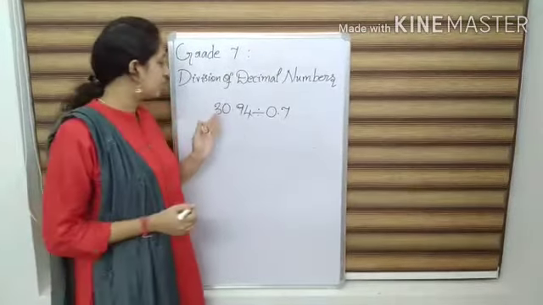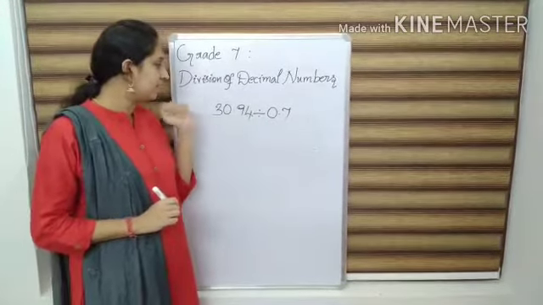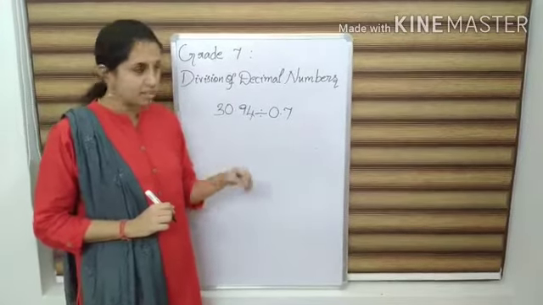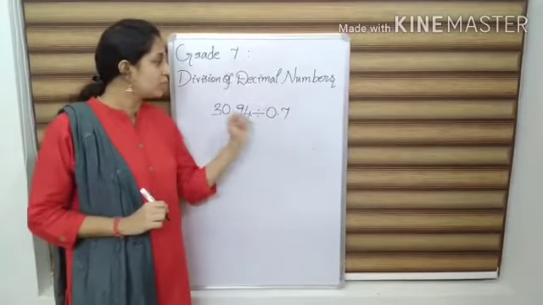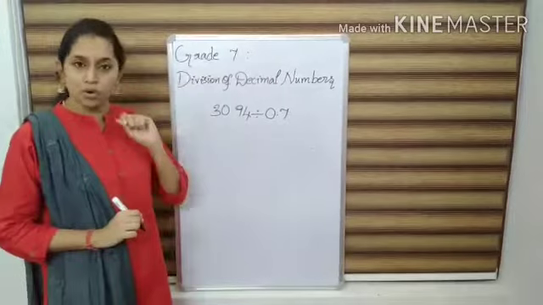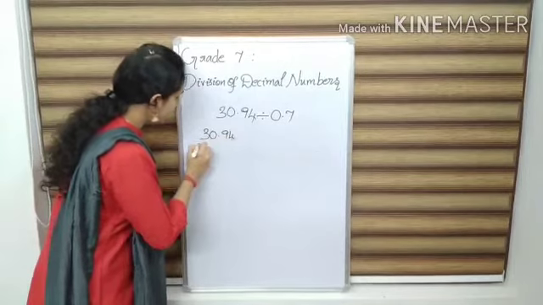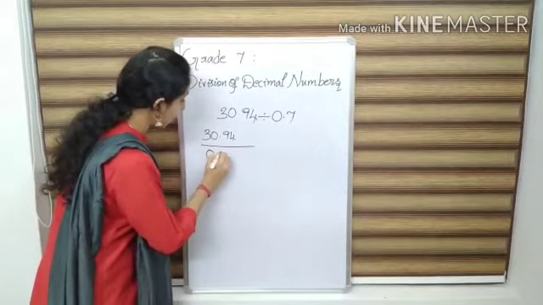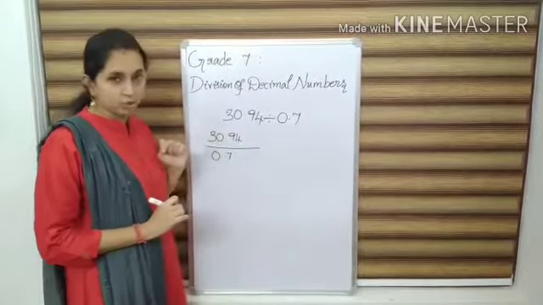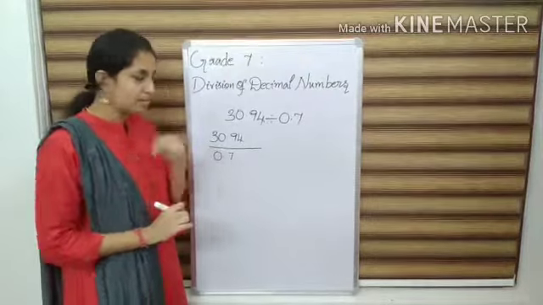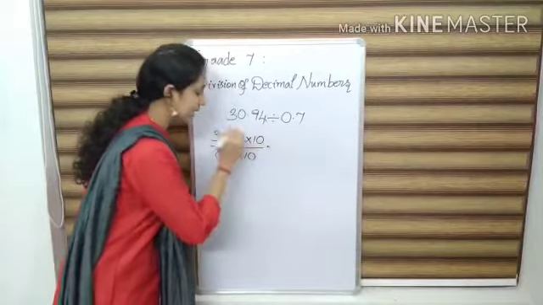So the next question is 30.94 divided by 0.7. Here you can see dividend is a decimal number, but that doesn't matter. Here divisor is a decimal number, that matters. You have to remove the decimal place before you go for division. So the question is 30.94 divided by 0.7. Check decimal place of denominator, not the numerator. Okay. Here you can see one decimal place. That means you have to multiply denominator and numerator by 10.